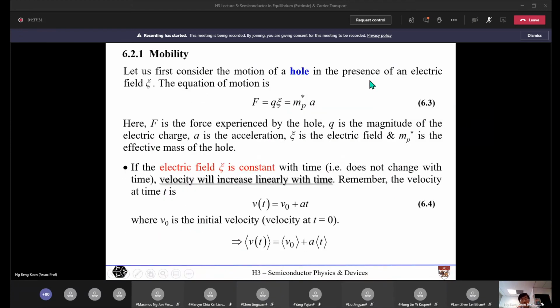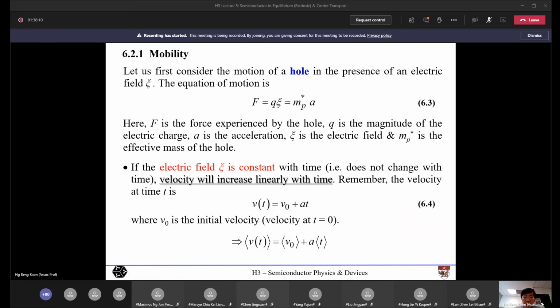So if we try to do a calculation to analyze the motion of, in this case, the hole in a semiconductor, we can multiply the charge with the electric field that is applied. So the force experienced by the hole will be q multiplied by ψ, the electric field. And we can also equate that to Newton's second law, F equals ma. And we get the effective mass of holes multiplied by the acceleration.